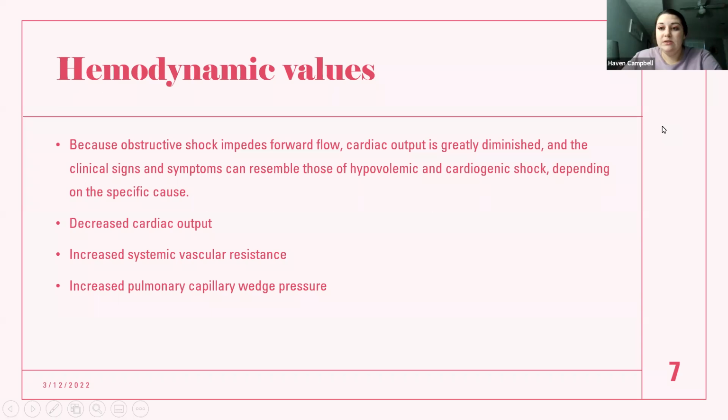So some hemodynamic values. Because obstructive shock impedes forward flow, cardiac output is greatly diminished, and the clinical signs and symptoms can resemble those of hypovolemic and cardiogenic shock, depending on the specific cause. They will also show decreased cardiac output, an increased systemic vascular resistance, and an increased pulmonary capillary wedge pressure.